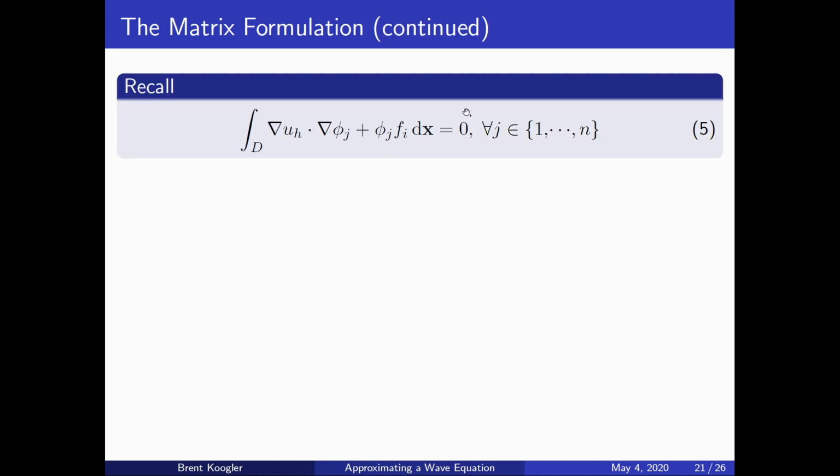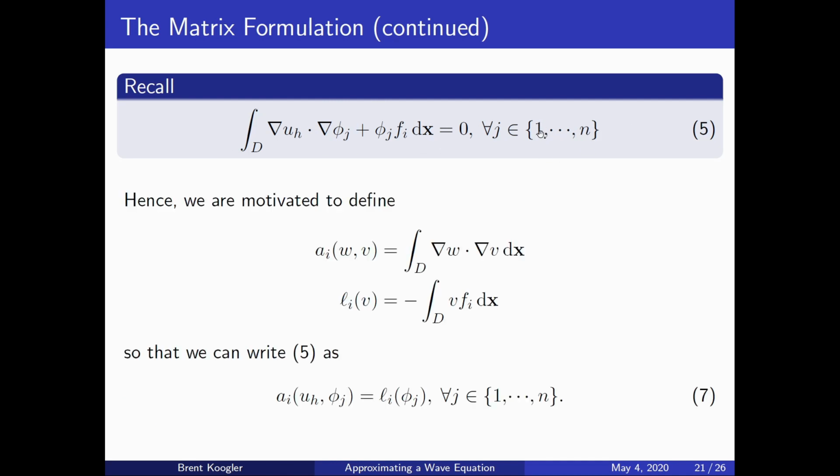Thus, we can now have a definition of our u sub h that actually only uses a finite set of integral equations. Now, to further simplify notation, we'll define these two functions, a sub i and L sub i, where basically a sub i is just this integral over here, and L sub i is this integral over here subtracted to the other side. Now, if we do that, we get 7 describing 5.